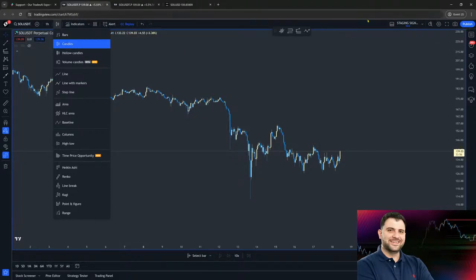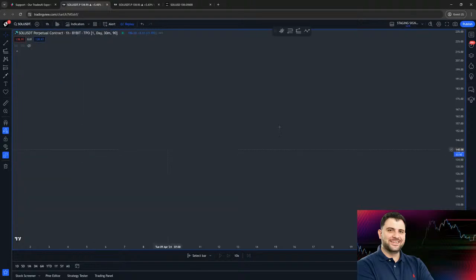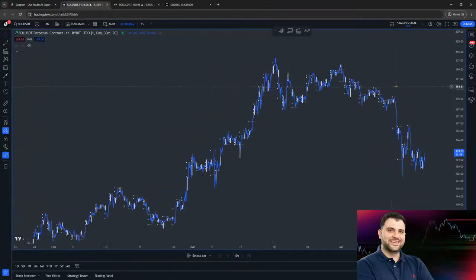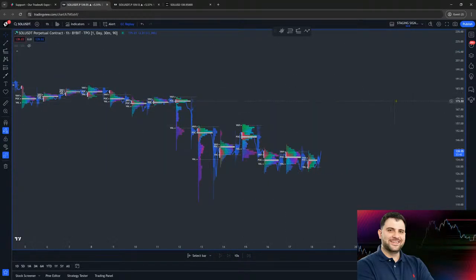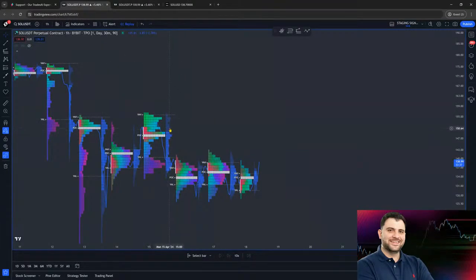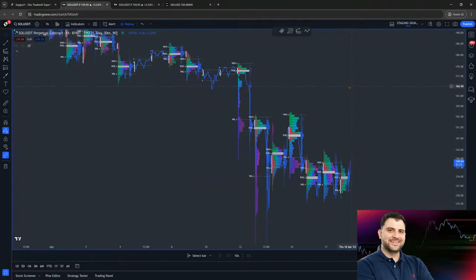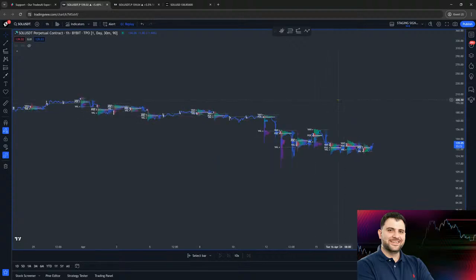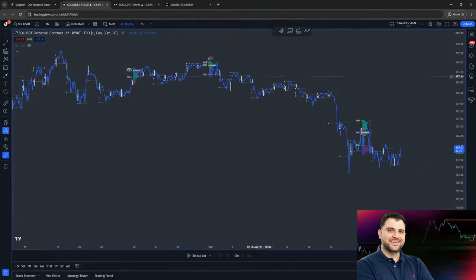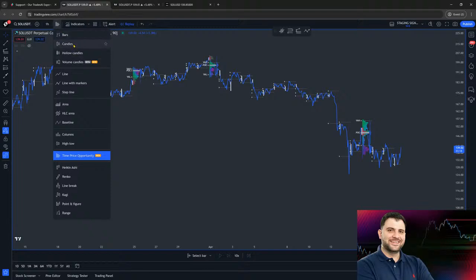I think for the premium accounts on TradingView, they introduced this new one, the time price opportunity. I'm not going to dive deep into it, but it's a very powerful tool for those who rely on volume analysis as well. So a lot of professional traders use the TPO, time price opportunity chart, and it also has the volume profile in here. So it shows you each candle or each session as a TPO session. Very powerful for those who rely on volume analysis. Okay, we're going to switch back to candle for this stream.